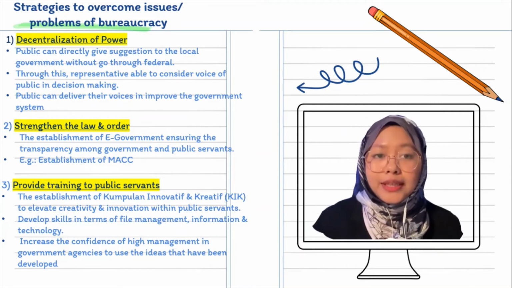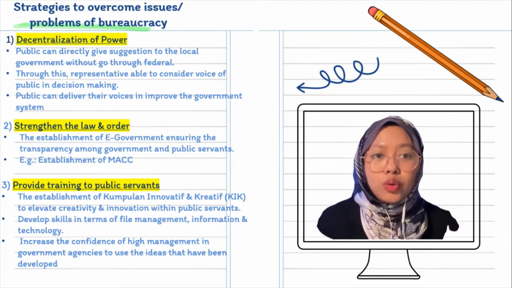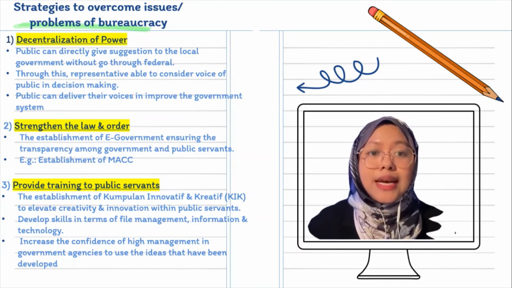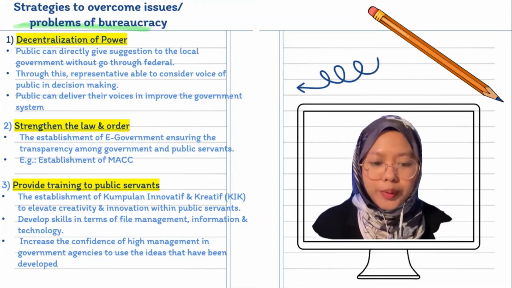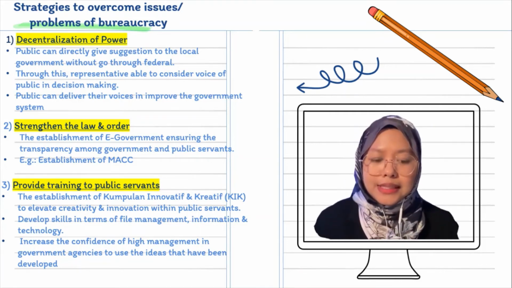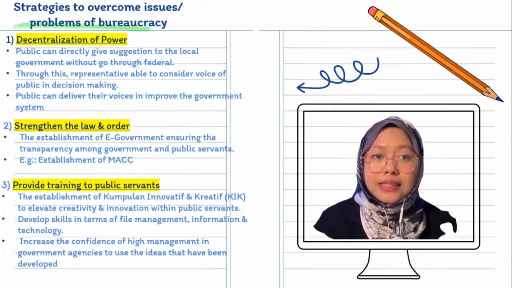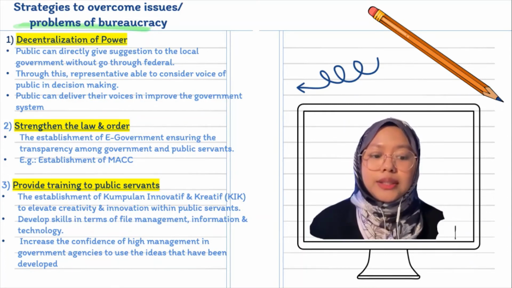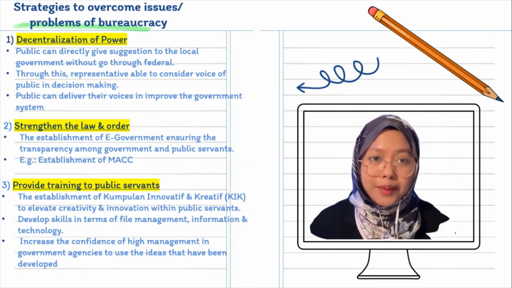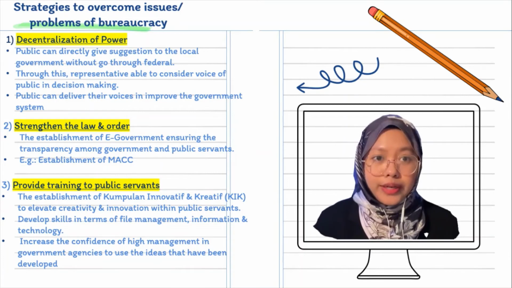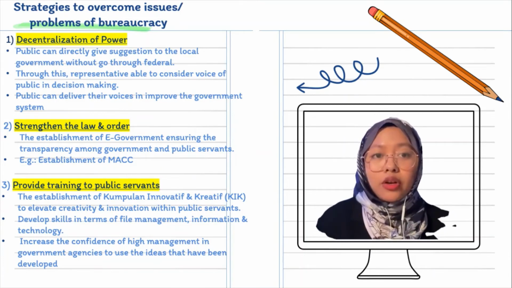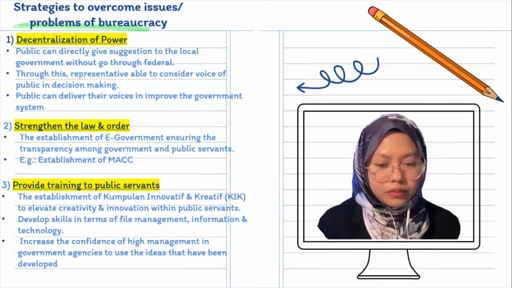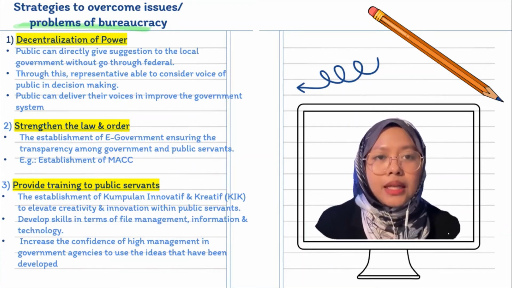Number 2, strengthen the law and order. It is to overcome the issue in bureaucracy, which is the exploitation of power by the higher management. The establishment of MACC, or Malaysian Anti-Corruption Commission, is to ensure and investigate the cases of corruption in the government and public servants. Besides that, the establishment of e-government also is to ensure the transparency among the government and public servants. By strengthening the law and order, the government and the public servants cannot act freely in decision making.